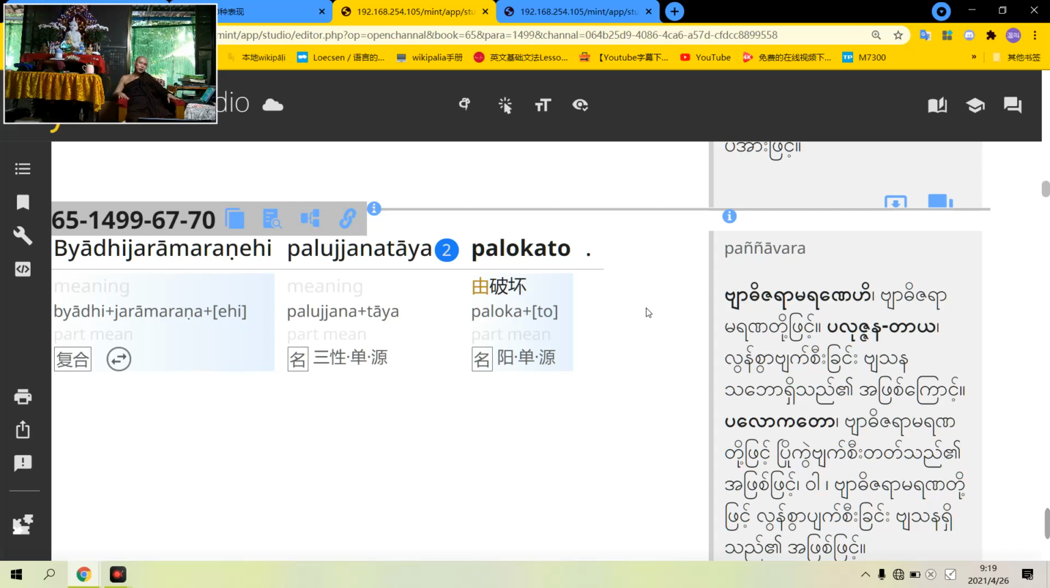Yeah, related to bhava. This rupa is this bhava. This rupa within this five khanda is this bhava.